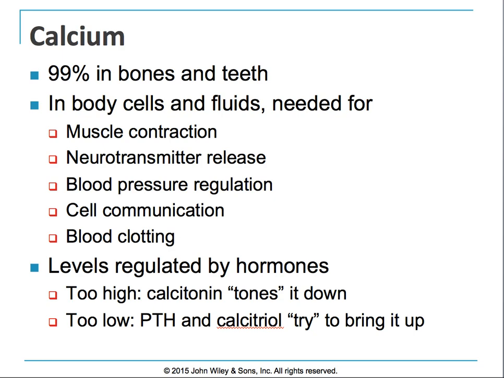So if the calcium in your body is too high, the hormone calcitonin works to tone it down. The calcitonin will tell your body, okay, we have too much calcium, so it'll work to bring that level back to normal. And if the calcium level in your body is too low, there's PTH and calcitriol, which will try to bring it back up. They'll signal to your body, hey, our calcium is too low. Tell the kidneys, okay, don't excrete as much calcium. We need to conserve it and try to bring that back up to a normal level.